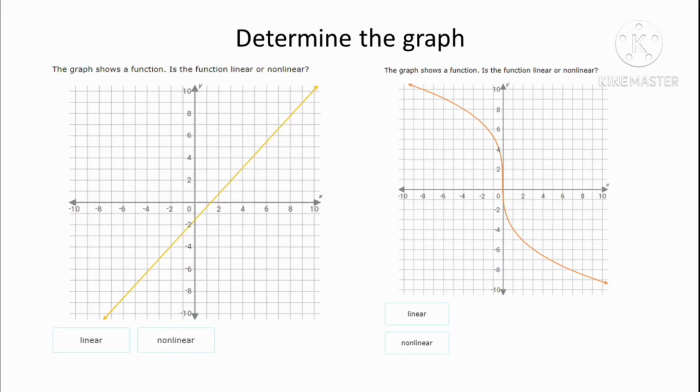But first, before we go further into this topic, I would like you all to determine the graph. The graph shows a function. Is the function linear or nonlinear, class? So let us see the answer. For the first picture, it will be linear. And the second picture will be non-linear because the line does not show a straight line.